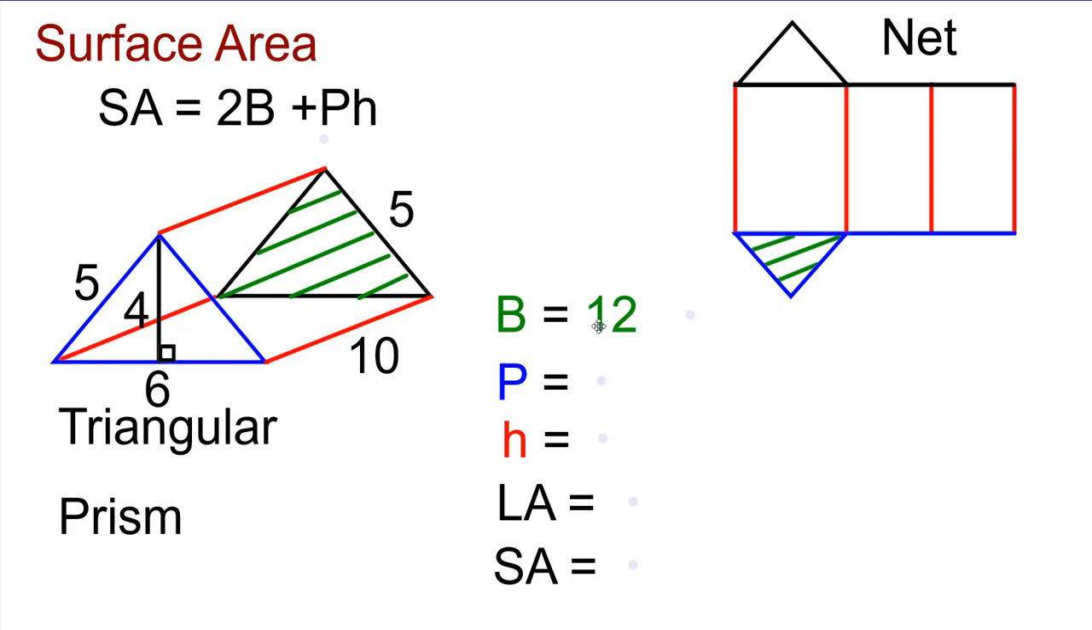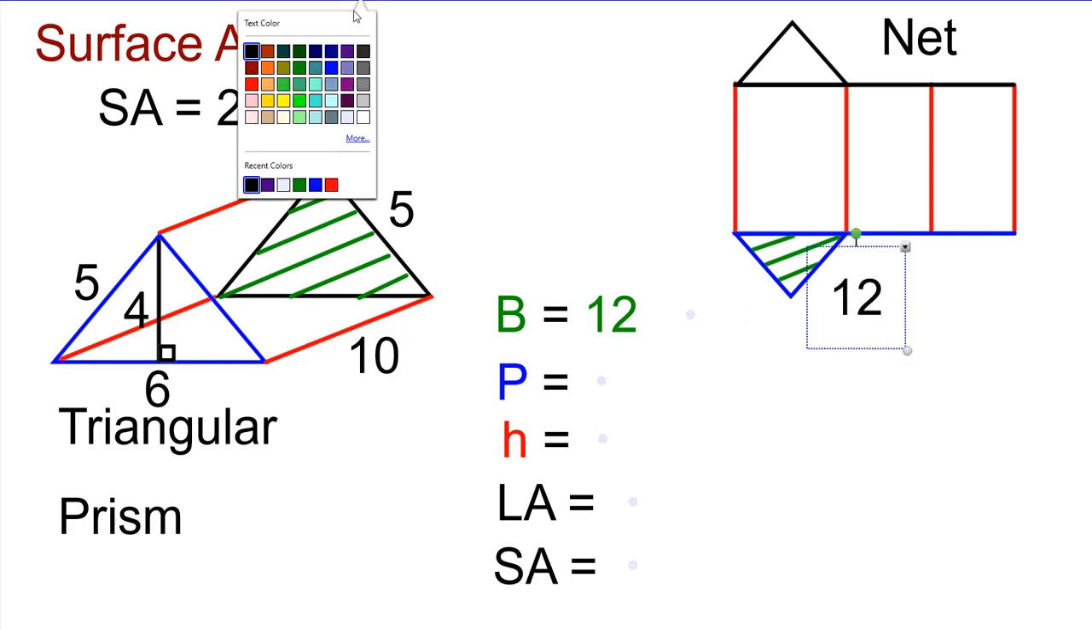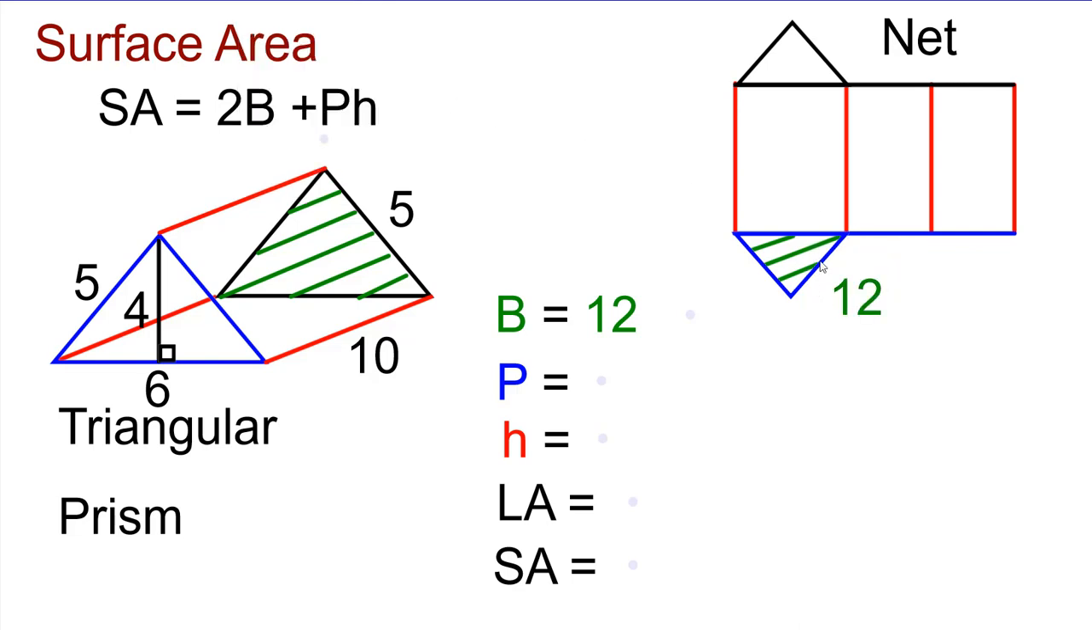Alright, so the area of the base is 12. Then when we find the perimeter, that's going to be the distance all the way around. So that's going to be 6 plus 5, and then notice this 5 is the same as this one right here. So we got 5, 5, and 6, which is going to give us 16. So the perimeter, the blue distance, 6, 5, and 5, is going to be 16. And I did not update it, but that's okay, easy to fix.